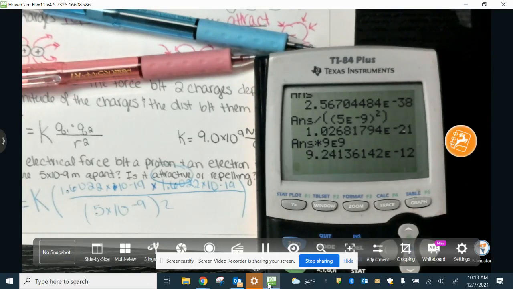Got 9.2 times 10 to the -12 newtons. This is a hard example. We're going to do some easier ones. That's it? Yeah. That's not hard.